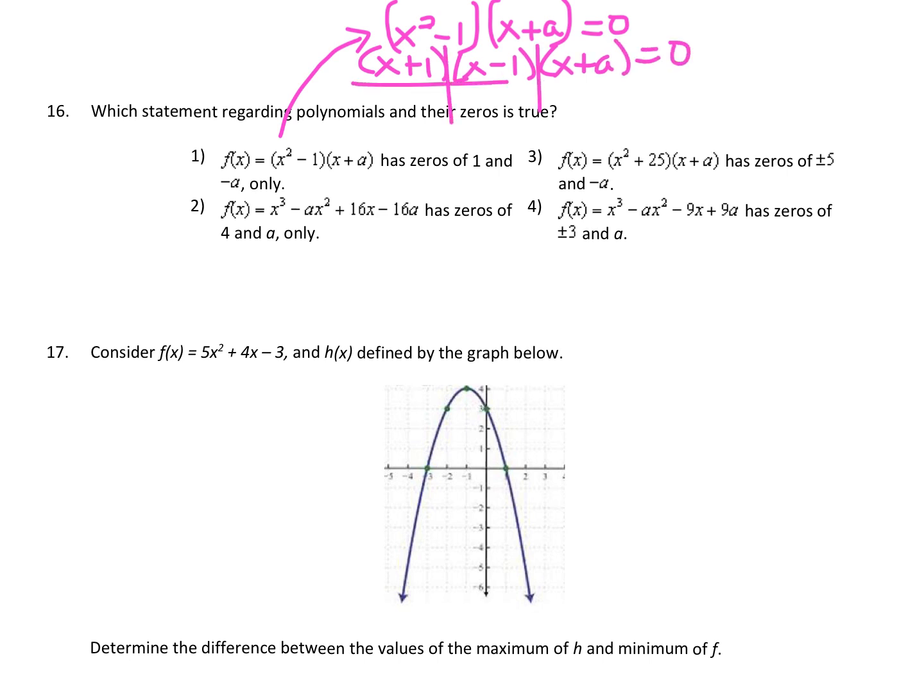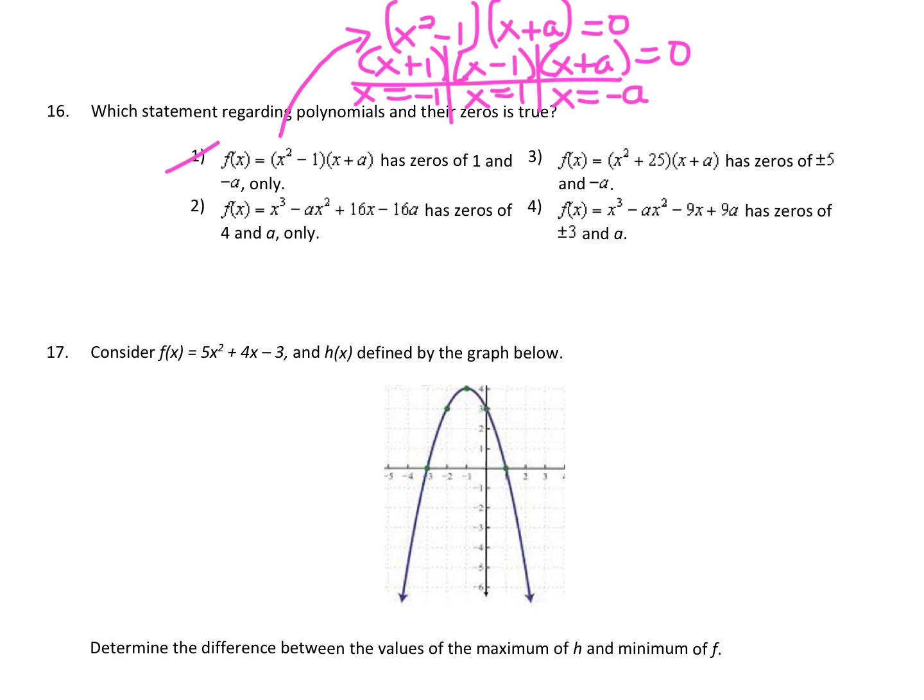So the zeros would be at x equals negative 1, x equals positive 1, and x equals negative a, because we reverse the signs. So they're saying we only have zeros at 1 and negative a only. They forgot about this one, so that one's not our answer. Okay, the next one. So this function has zeros of 4 and a only. Okay, so let's do the same thing. Let's set this equal to 0 and solve.